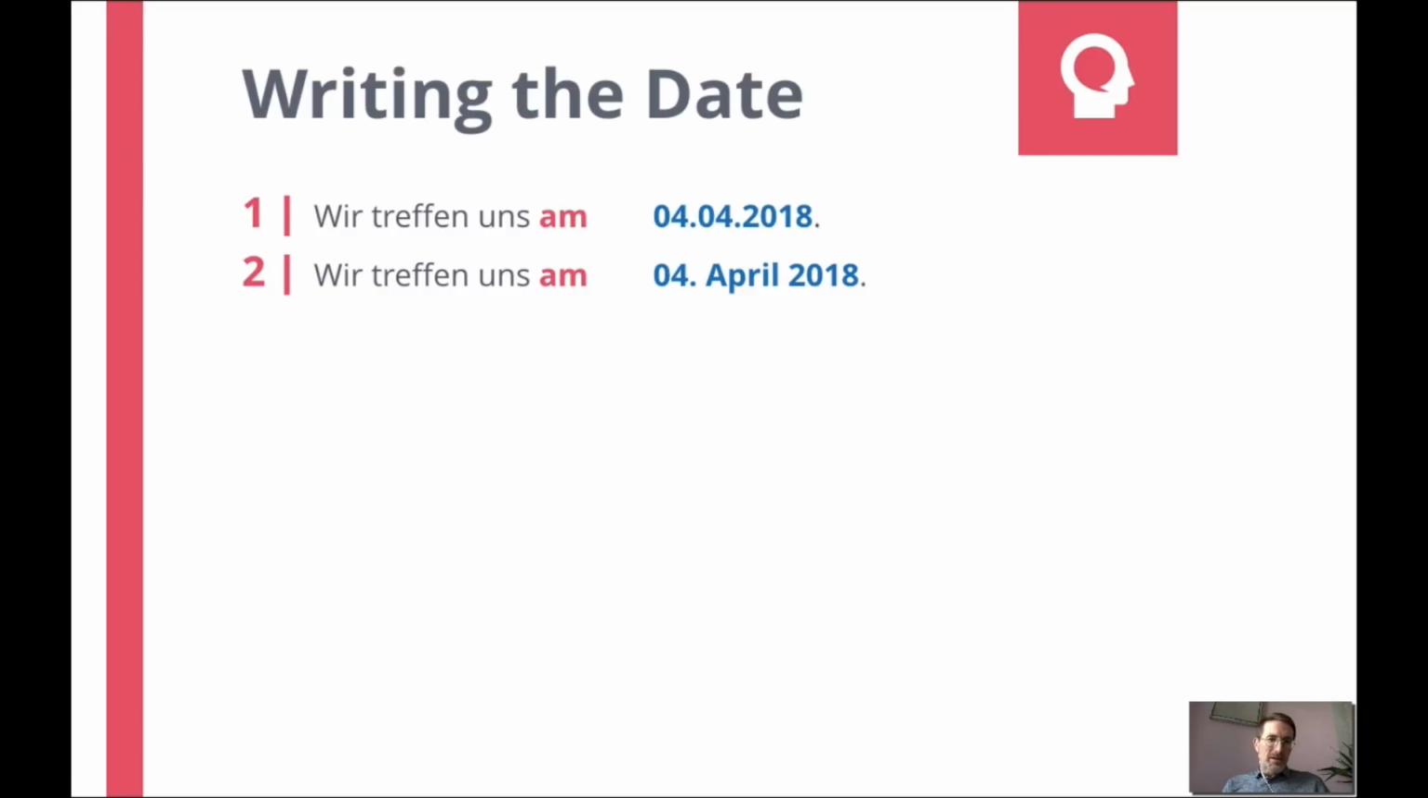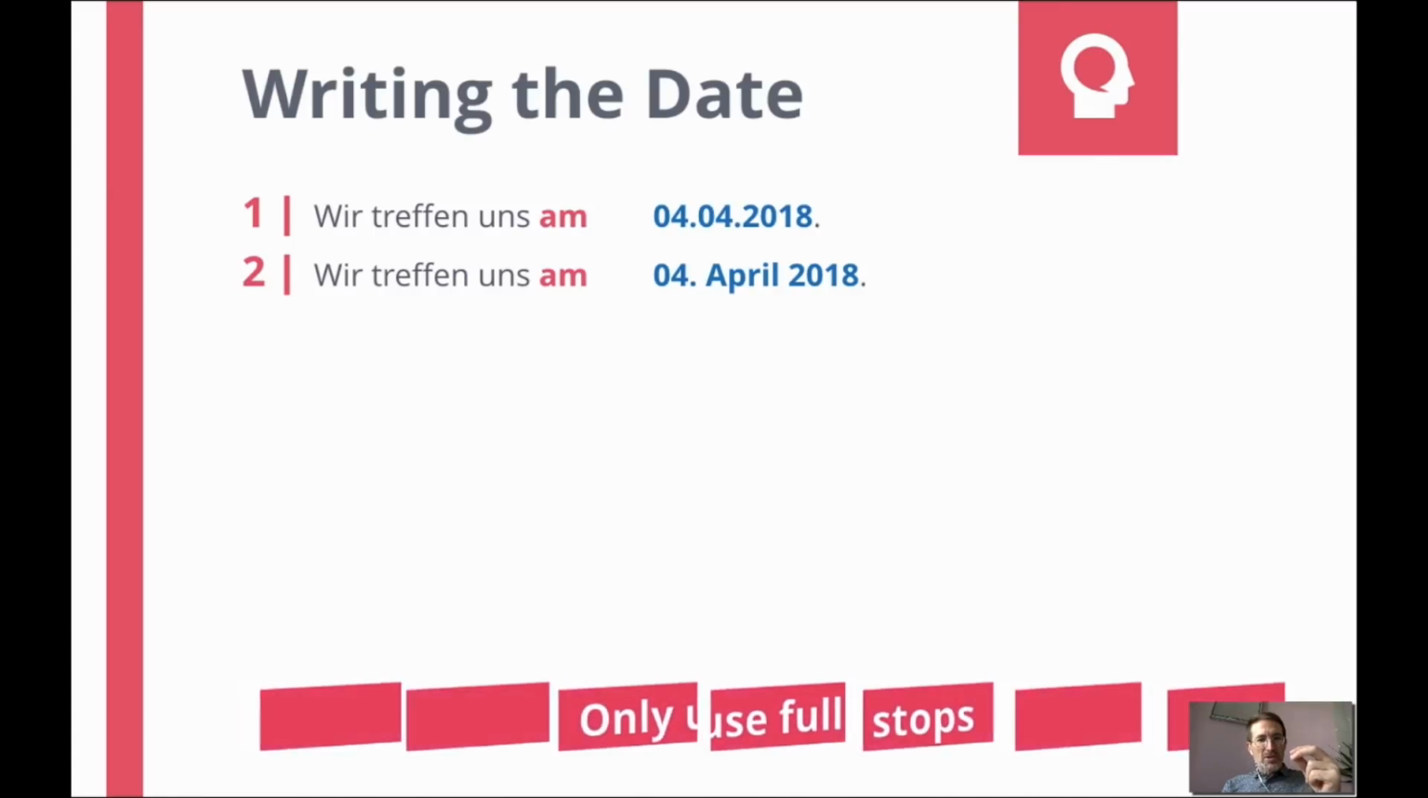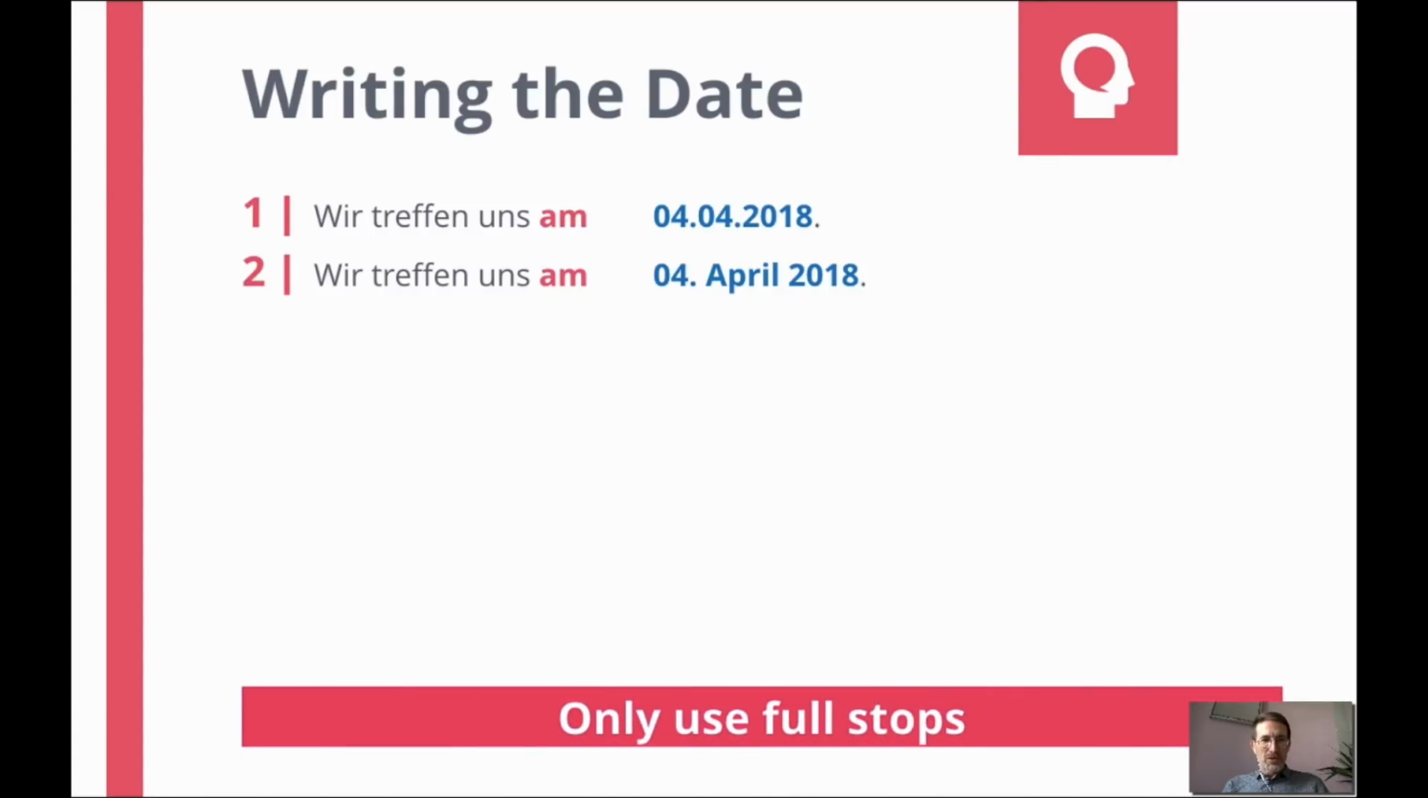Or you simply write the month. Wir treffen uns am 4. April 2018. There is a little space between the full stop after the 4 and the April. Keep that in mind. So it's important that you only use full stops between the numbers.